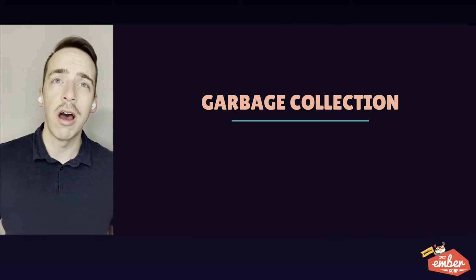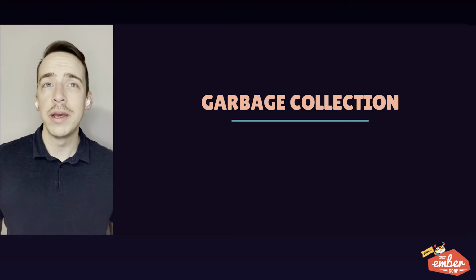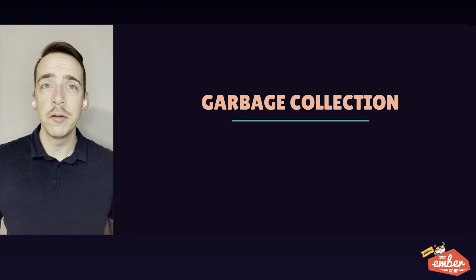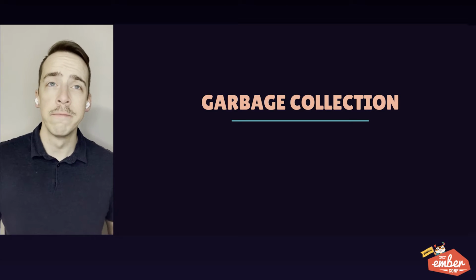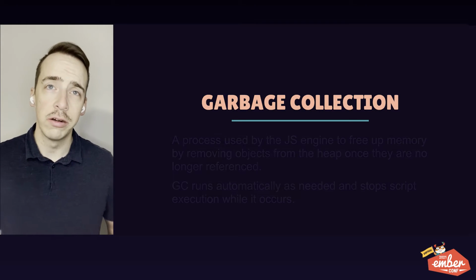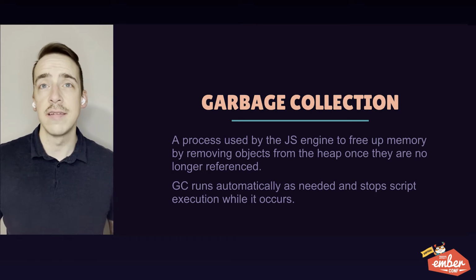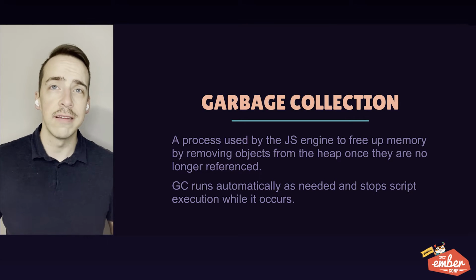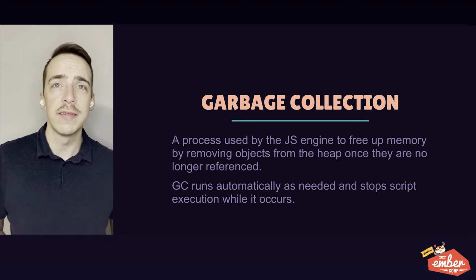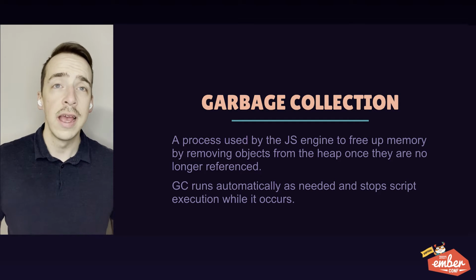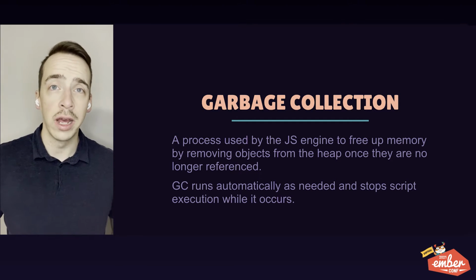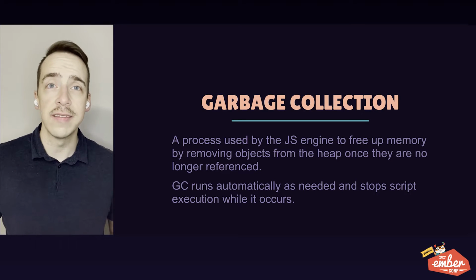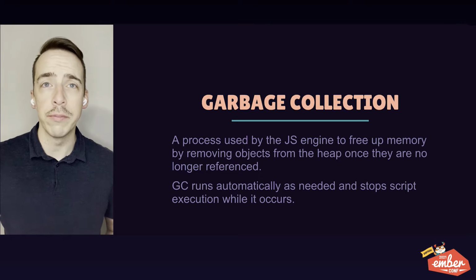So if memory is automatically allocated, that means memory must also be automatically freed up. Otherwise, we would eventually run out of memory. Garbage collection, or GC, is this process used by the JavaScript engine to free up memory. It does this by removing objects from the heap once they are no longer in reference. And it does this as your app is running. As soon as the JavaScript engine decides it needs to reclaim memory, it will briefly halt the execution of your program to run a GC.